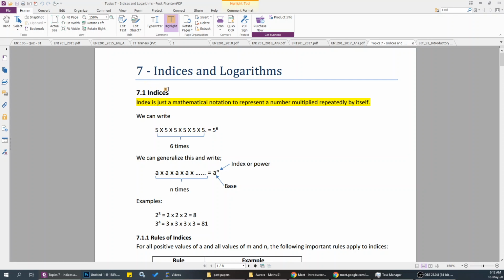So the topic was actually indices and logarithms, and if you can remember, index is just a mathematical notation to represent a number multiplied repeatedly by itself. So that was the basic definition of index, and I also told you the difference between the index and indices. It's not something that you need to be confused about. Actually, indices is the plural word of index. Okay, I hope you can see my screen, right?